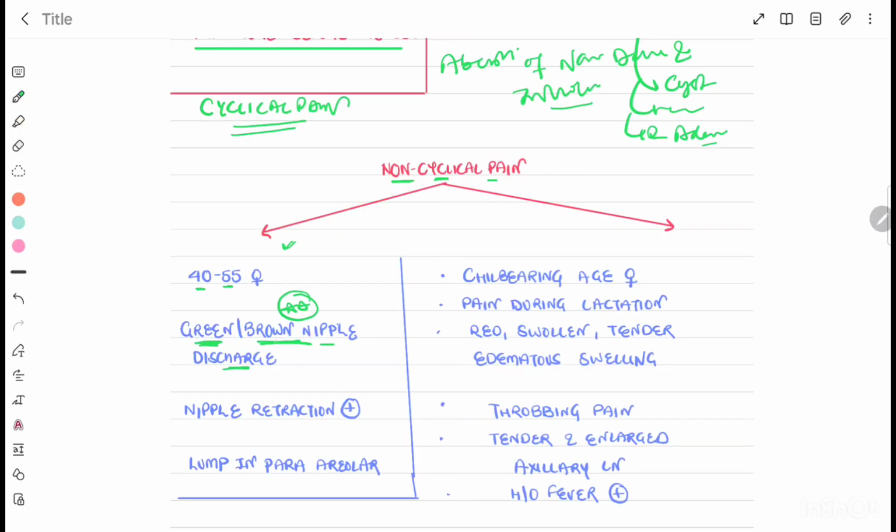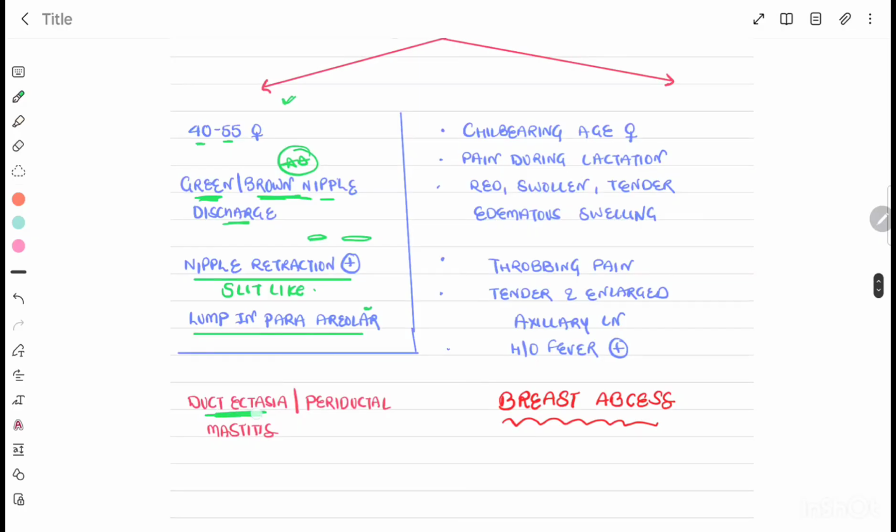There is a discharge of green or brown color from the nipple, and there is a nipple retraction which will be like a slit, like this. So there is a slit-like retraction of the nipple, and there is a lump in the periareolar region, around the areola. So this is the case of duct ectasia or periductal mastitis. The key point for duct ectasia: lump with green or brown discharge with slit-like retraction of the nipple. So you will think of duct ectasia or periductal mastitis.